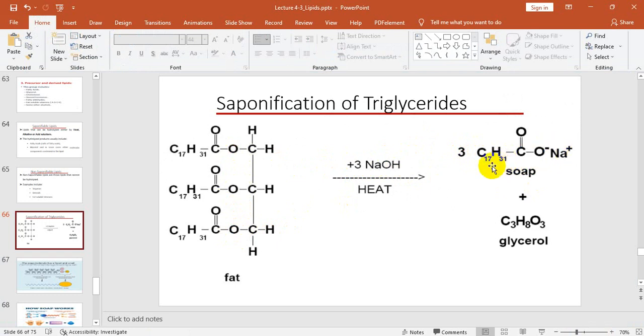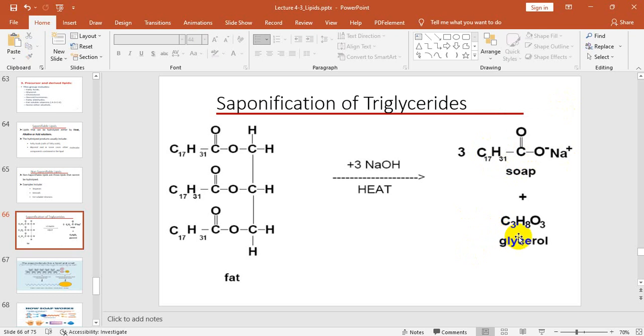Sodium, what do we call ethanoate? Sodium, this is 18 carbons. I've forgotten the name. So it forms this salt.